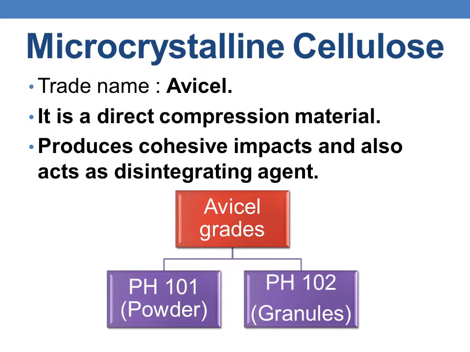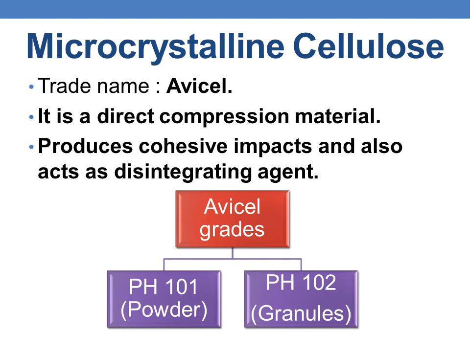Coming to cellulose derivatives. Microcrystalline cellulose is a cellulose derivative. The trade name is Avicel. We have discussed this in the diluents topic. So it is a direct compression material. One more added advantage of Avicel is it has got excellent direct compression properties and it has also got very good flow properties.